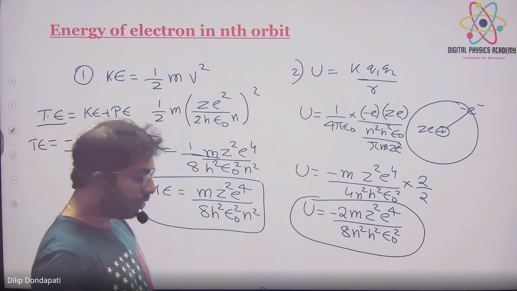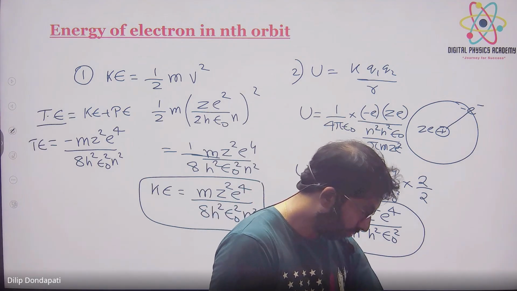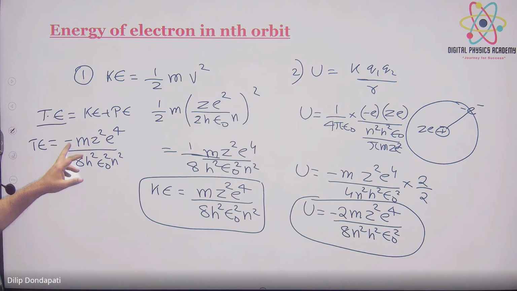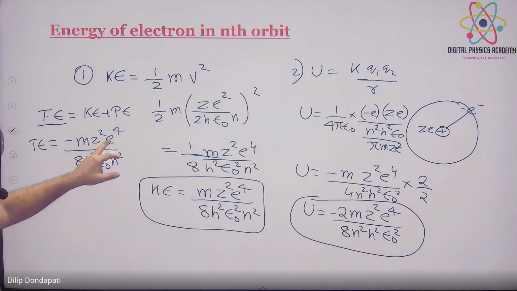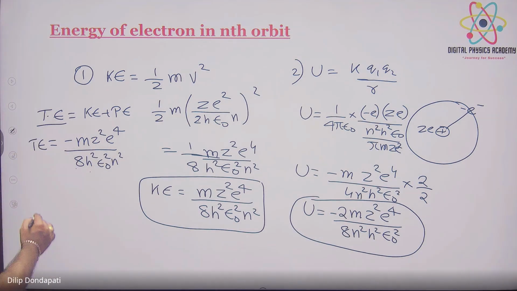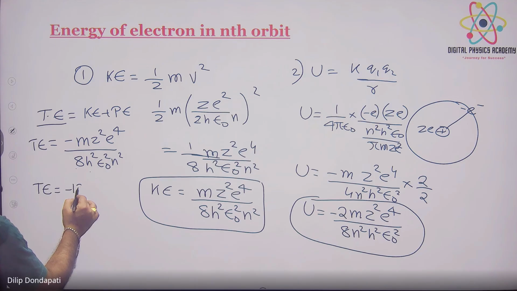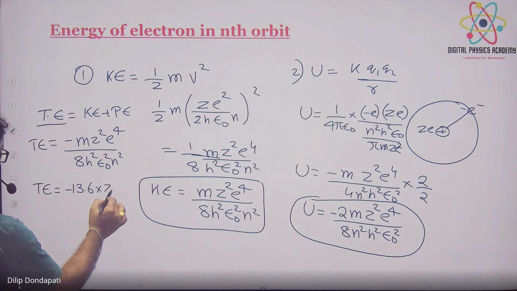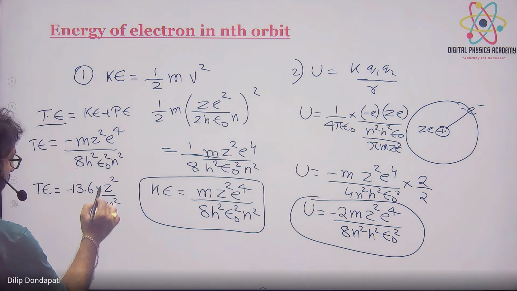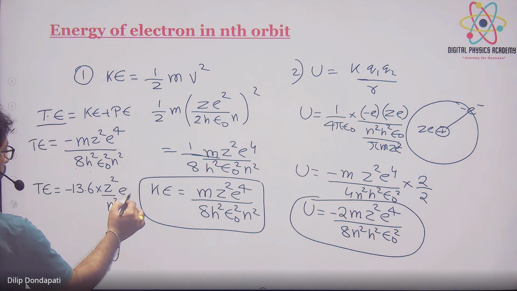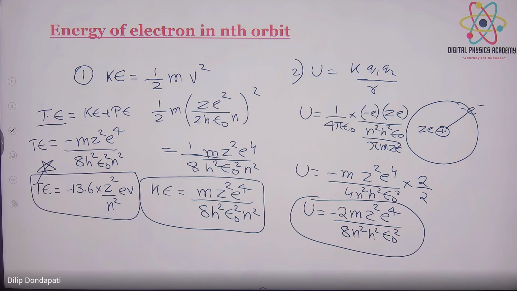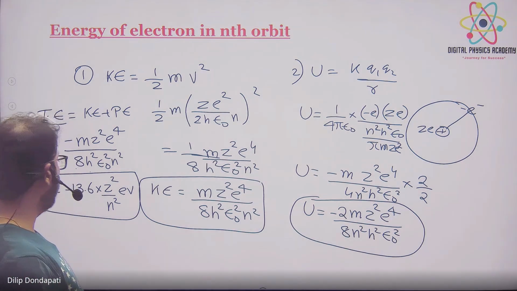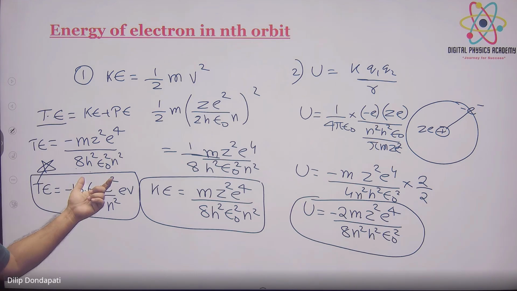Now what are the values you know about electron के बारे में? आपको tell me. m मालूम है, h मालूम है, epsilon मालूम है, 8 मालूम है, e मालूम है. सब कुछ substitute करने से total energy आएगा, देखो, minus 13.6 into z square by n square. And you'll get it in electron volts. Very important. This formula is required. Total energy: minus 13.6 into z square by n square. Answer will be in electron volts.